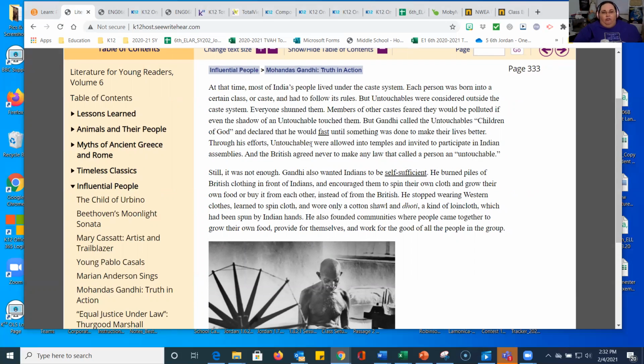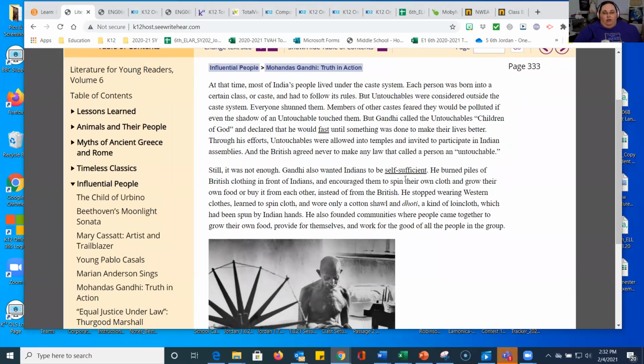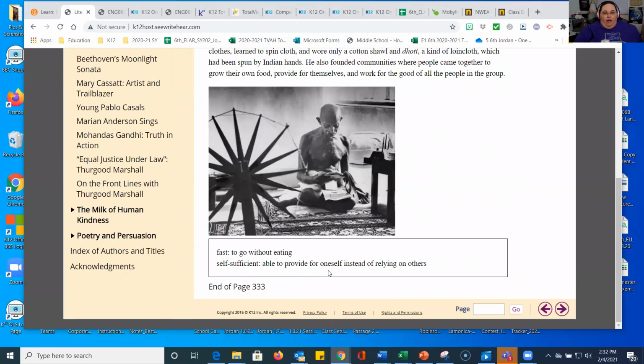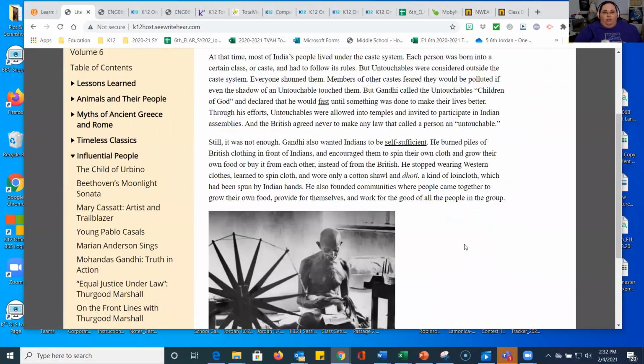Through his efforts, untouchables were allowed into temples and invited to participate in Indian assemblies, and the British agreed never to make any law that called a person an untouchable. Still, it was not enough. Gandhi also wanted Indians to be self-sufficient. That means able to provide for oneself, not relying on others.